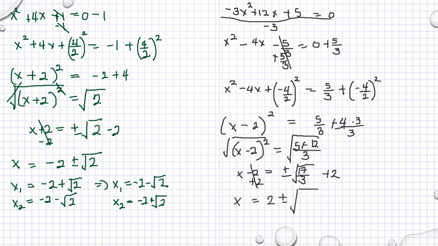And then our x sub 1 is 2 plus the square root of 17 divided by 3. And x sub 2 will be 2 minus the square root of 17 divided by 3.